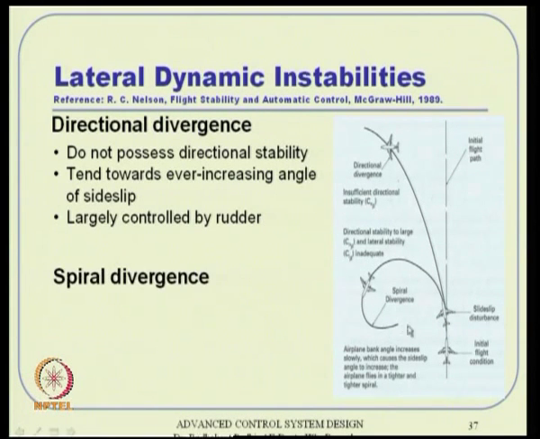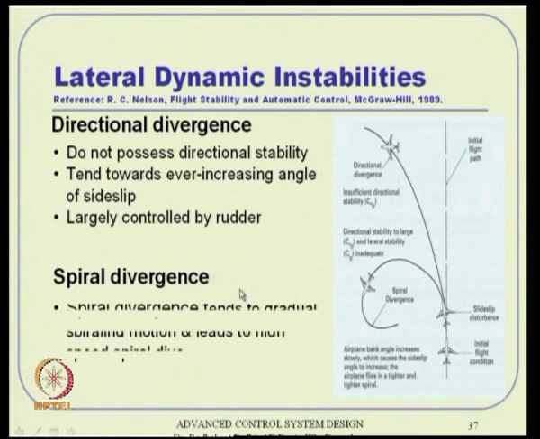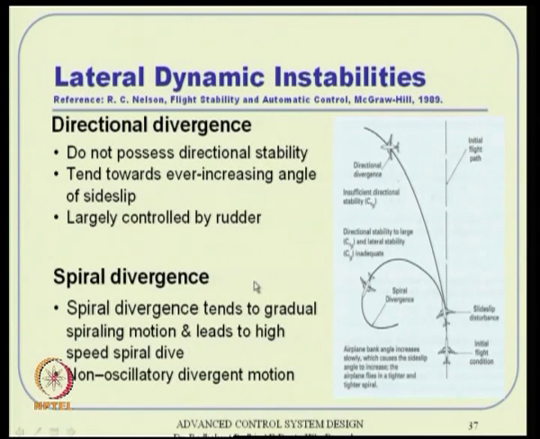The other one is spiral divergence, which is largely responsible for a gradual spiraling motion. That means, the rolling stability: suppose the vehicle starts rolling, then it will also lead to yawing, that we know. The moment the vehicle rolls, it yaws also. So, if that is not stable, then it will excite a spiral mode. That means the radius of curvature becomes very small, and the vehicle also loses height and ultimately crashes.